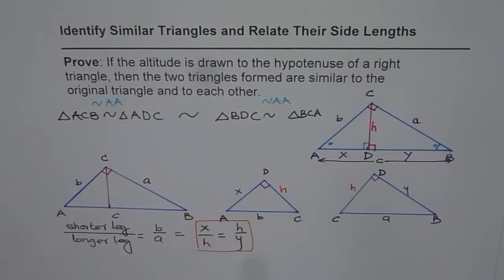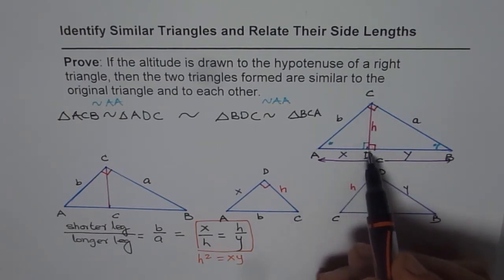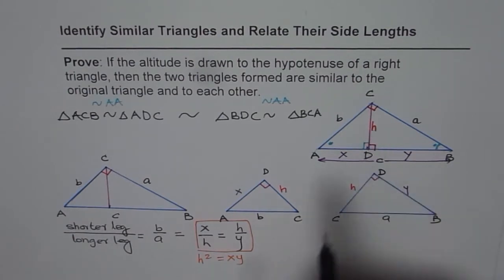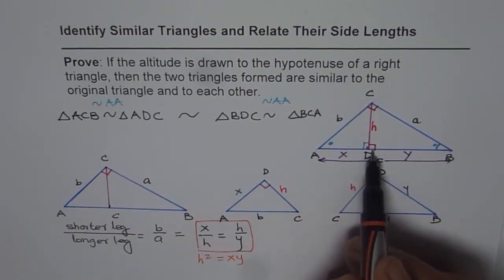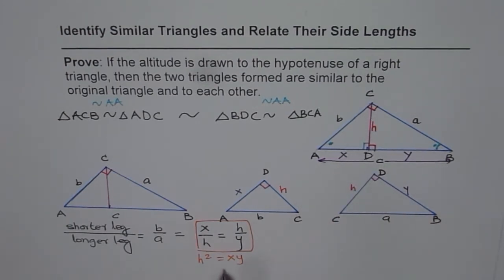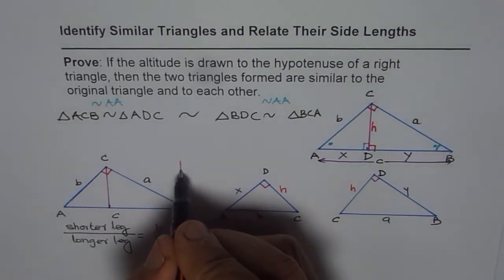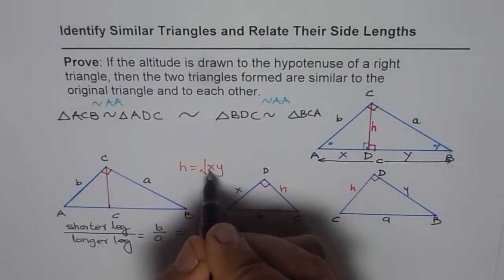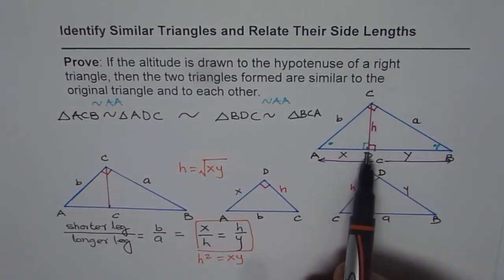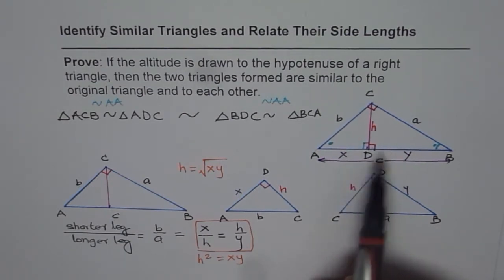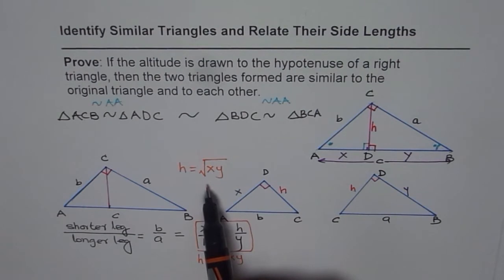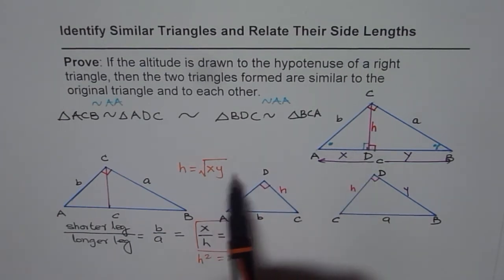So if you cross multiply, what do you get? You get H square, right, equals XY, correct? So this is the length of the altitude. Its square is equal to the product of the two segments of the hypotenuse which it divides when it drops onto it, right? So that could be written as H equals square root of XY. Let me write down this relation here: H equals square root of XY. That means this length of the altitude is the geometric mean of these two segments, correct? So that is the theorem we are talking about, the right triangle geometric mean theorem about the altitude. We'll write this in the next video.